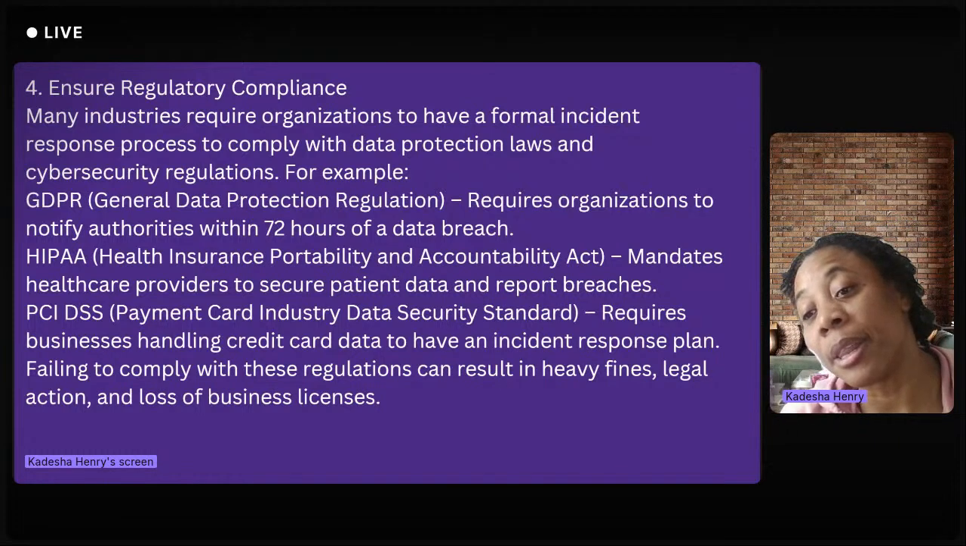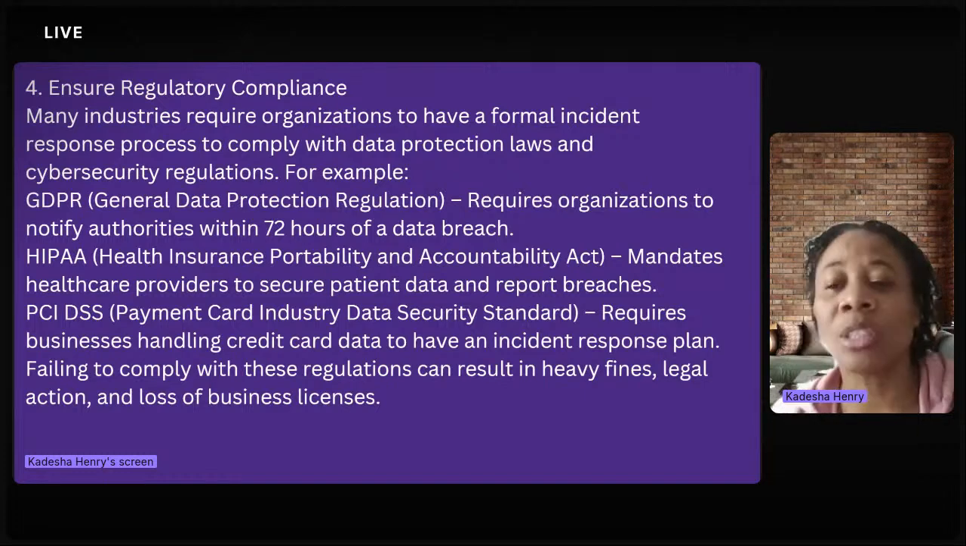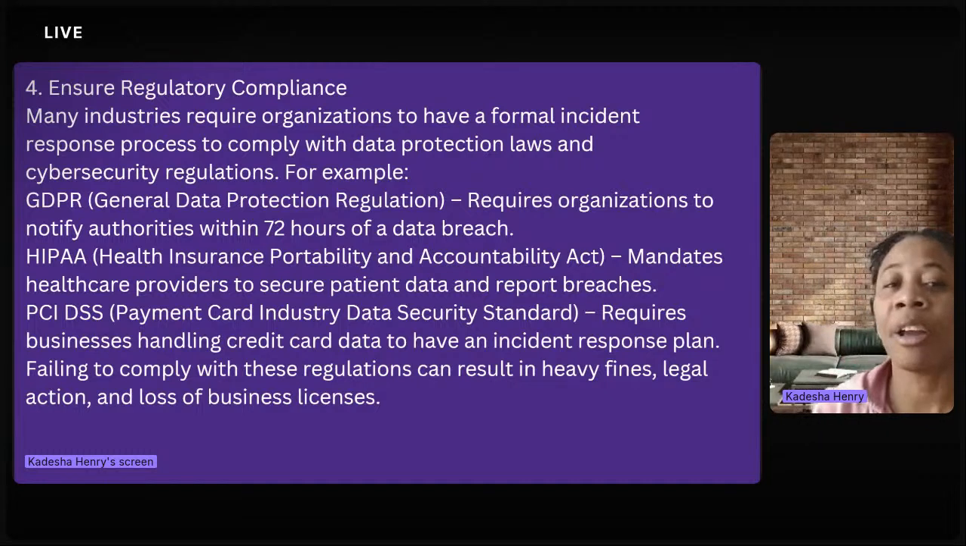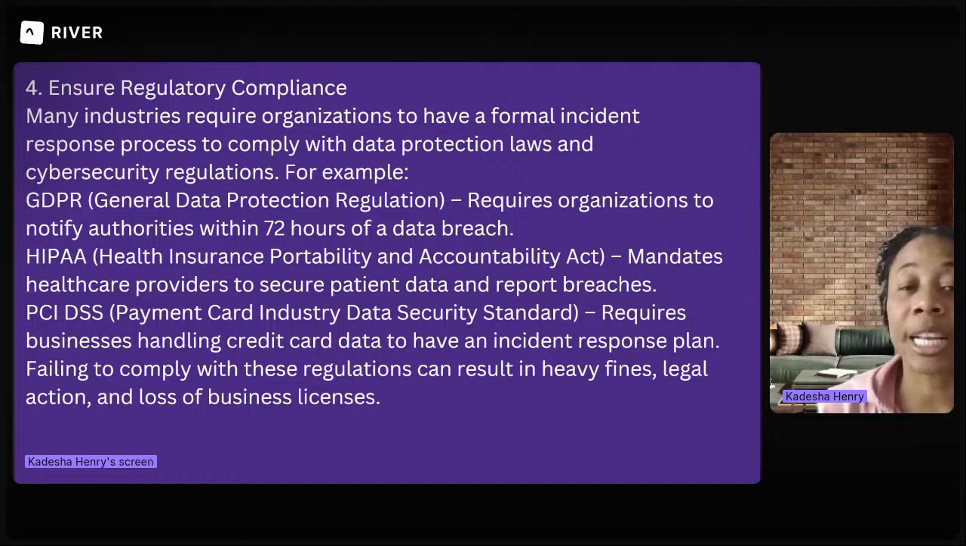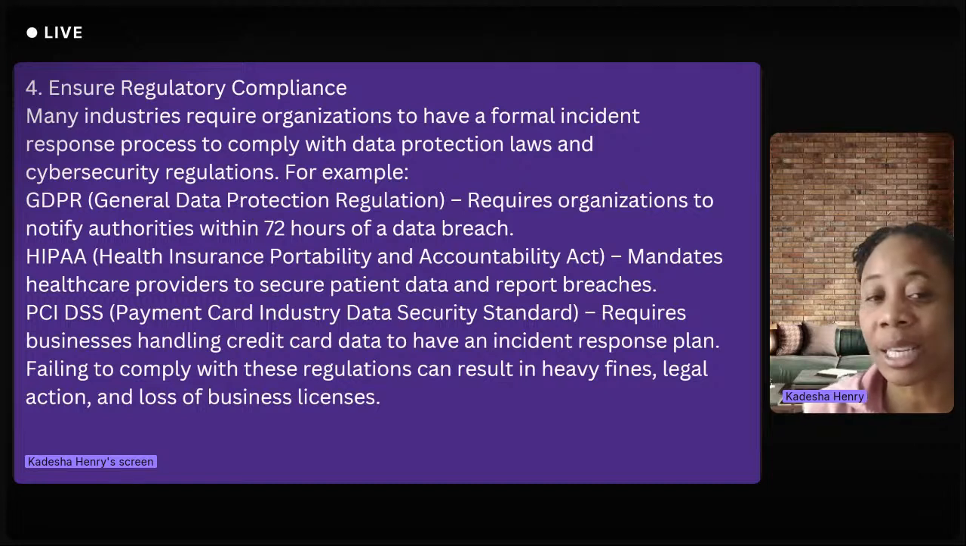If this happens, then what? How are we going to handle it? How are we going to mitigate it? How are we going to get back up? Many industries have a response process that will protect the customer data, and it's also required to have an incident response process to comply with data protection laws and cybersecurity regulation.